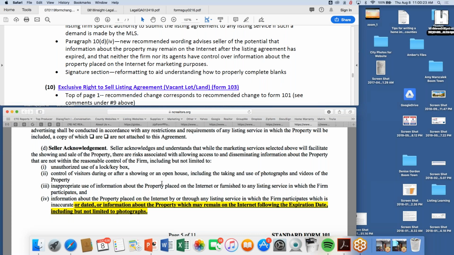And finally, what's new this year: information about the property placed on the internet by or through any listing service in which the firm participates, which is inaccurate or dated, or information about the property which may remain on the internet following the expiration date, including but not limited to photographs. So there are some places where it is uploaded that once it's out there, it's not coming back. There's no act of Congress that can bring it back today.